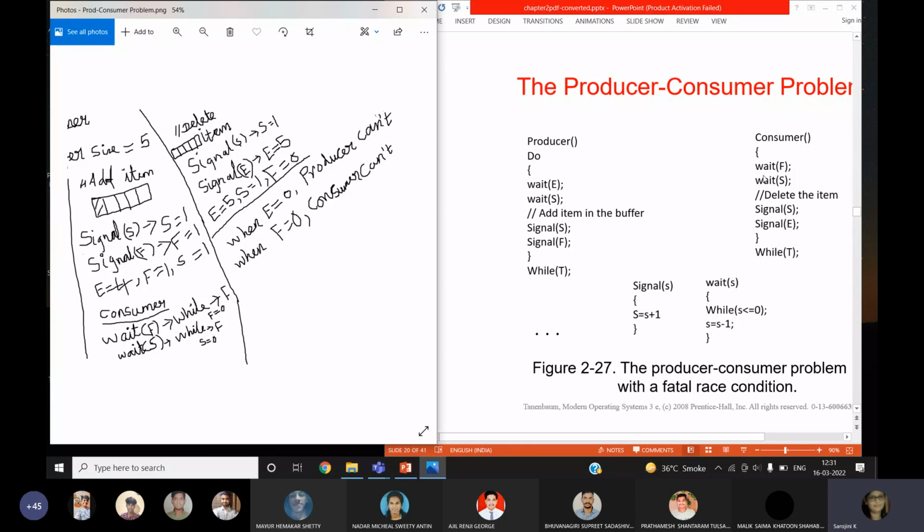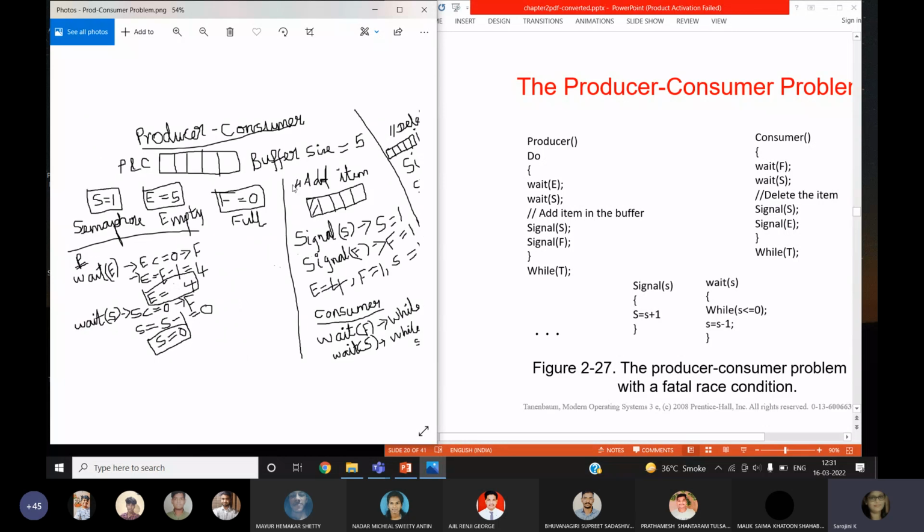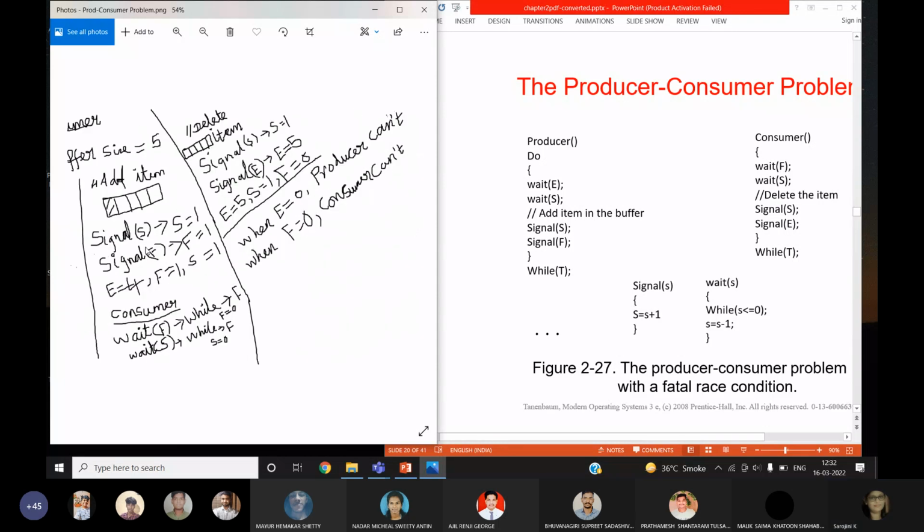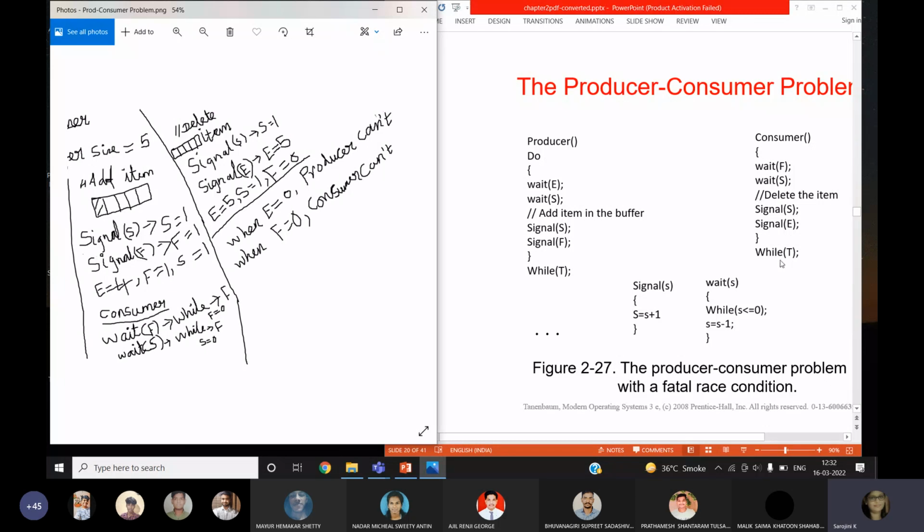So the consumer executes wait of F. Here I showed wait of F. What is F? F is currently 0. Remember, F equal to 0, right? So it will come here. Here it is 0, less than or equal to 0, condition true. So the consumer will be there in a busy wait.